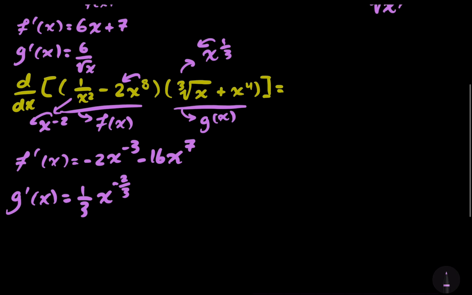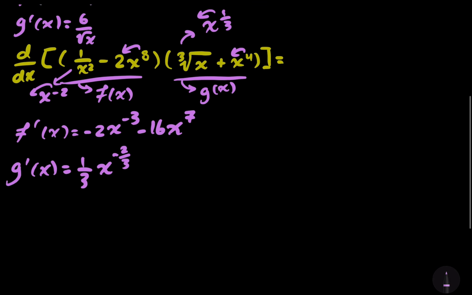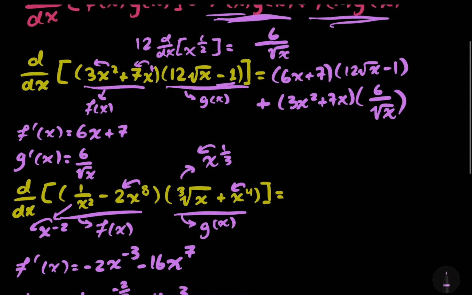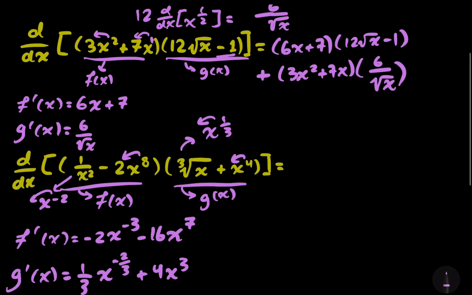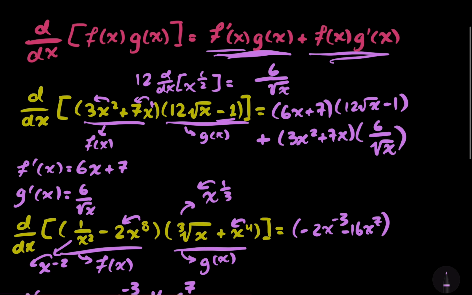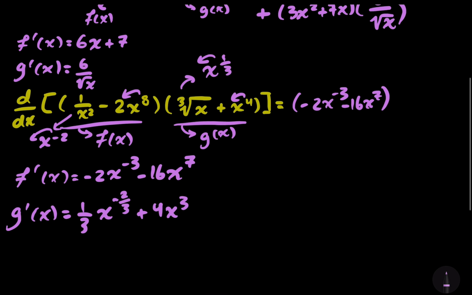And then finally, x to the 4th. Again, we would just take this 4 down as our coefficient and decrement the exponent by 1. So we would get plus 4x to the 4 minus 1, which is just 3. And then finally, we can go ahead and put this into the product rule. So the derivative of the first function, we'll get negative 2x to the negative 3 minus 16x to the 7th. And then we're going to multiply that by what we determined to be g of x, which is going to be the cubed root of x plus x to the 4th.